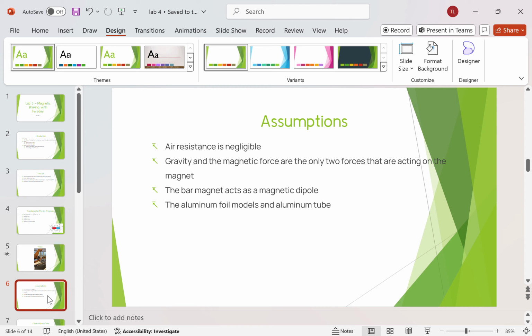The model and experiment made several key assumptions. Resistance was considered negligible. Only gravity and the magnetic force were accounted for. The magnet acted as a magnetic dipole, and the aluminum tube was modeled as an ideal conductor.